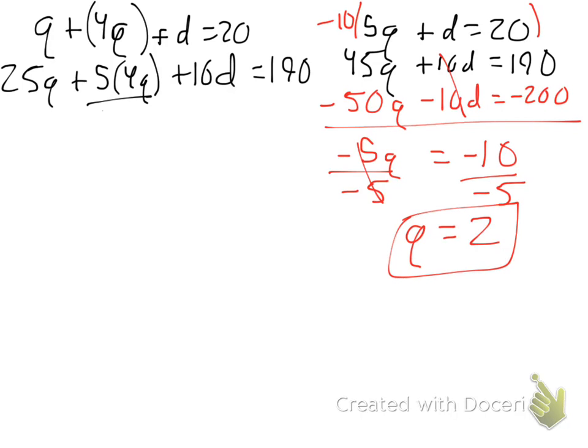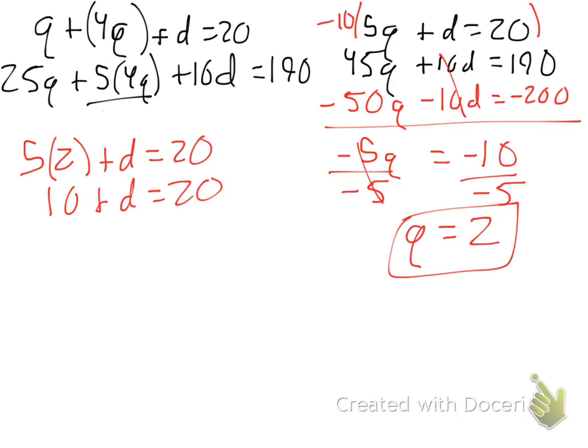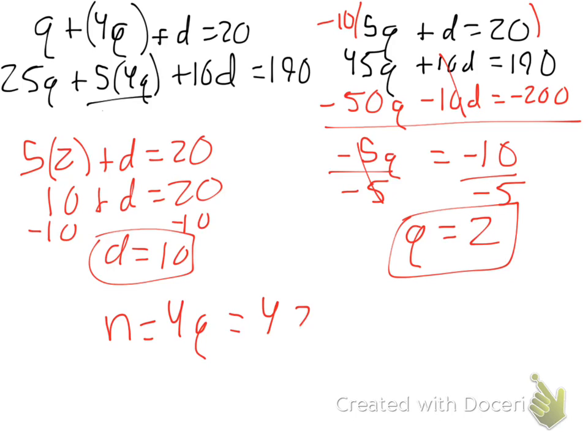Now that I got q equals 2, I am going to place it back in the equation where we had just 2 variables, which would be 5q plus d equals 20. So 5 times 2 plus d equals 20. So 10 plus d equals 20. Subtract 10. So d equals 10. We have 10 dimes. To find n, n is equal to 4q, which means 4 times 2, which is 8. So I have 8 nickels, 2 quarters, and 10 dimes.